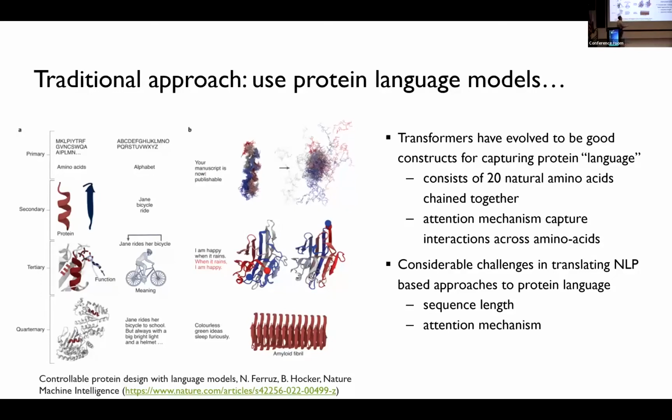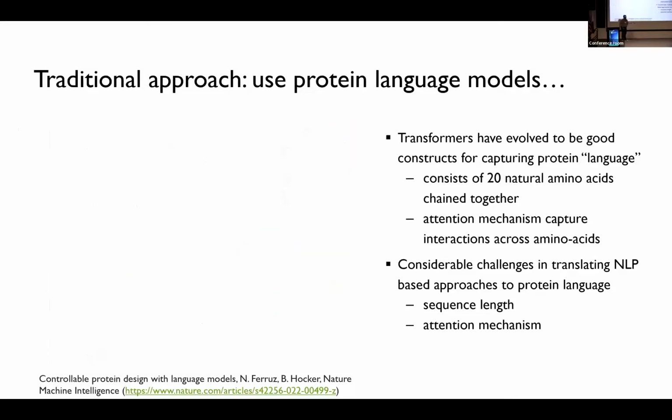Of course, there are some challenges with respect to translating these natural language-based approaches for protein language, because in natural language, you actually have some ways to distinguish what is a word versus what is a phrase and so on. That doesn't exist with respect to protein sequences. They're a contiguous stream of amino acid sequences. And then you have to make some modifications for the attention mechanisms, which is what people have done, and it's been done very well, actually.